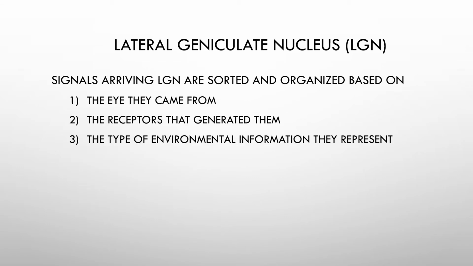Signals arriving to the lateral geniculate nucleus are sorted and organized based on a number of things. One, the eye they came from. Two, the specific kinds of receptors that generated them, so whether it was rods or cones. And then also the type of environmental information they represent. We won't talk a lot about this again, but color information is separate from movement information, all of that in the lateral geniculate nucleus. We've pulled that apart, and we have to put it back together.